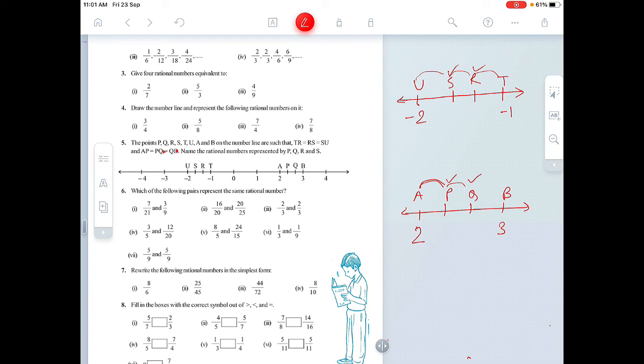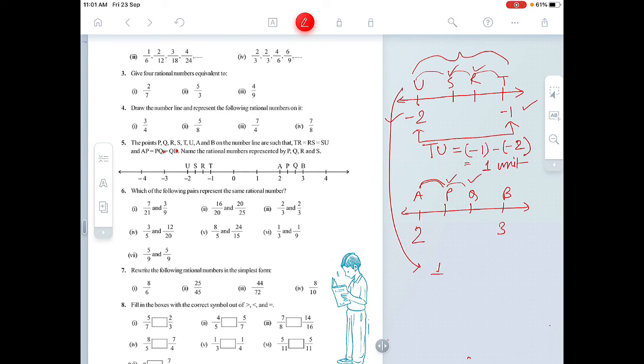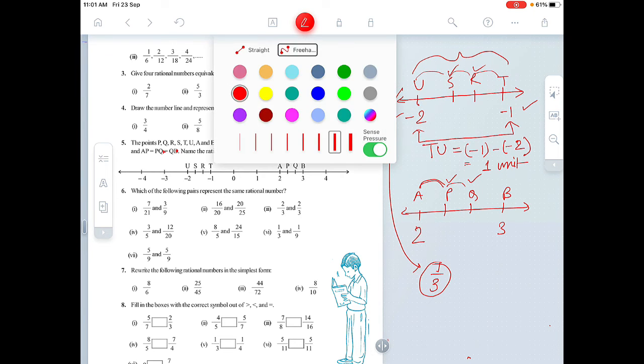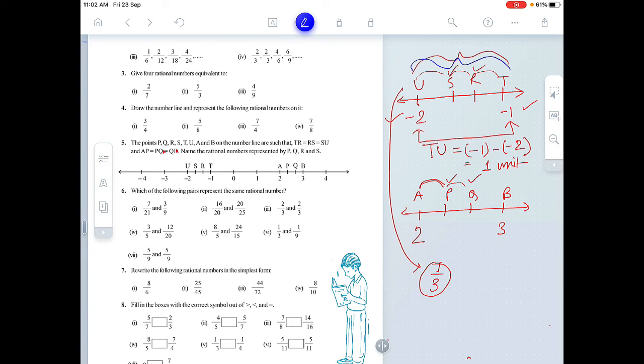Now the way you do it, the first step, what is the length of TU? TU is equal to minus 1 minus 2, and it is coming as 1 unit. So this part is completely 1 unit. Okay, so definitely each of the parts will be 1/3 unit, isn't it? See, the whole part is 1 unit. We have found it. So this part will be 1/3, this part will be 1/3, this part will be 1/3. In this way we can do.